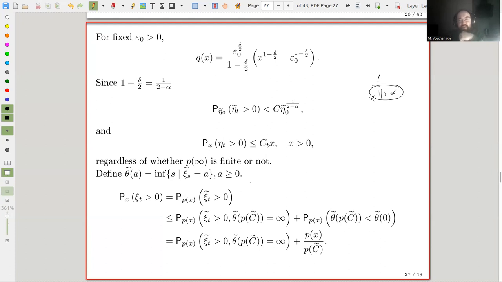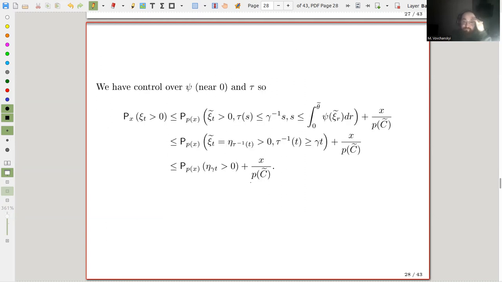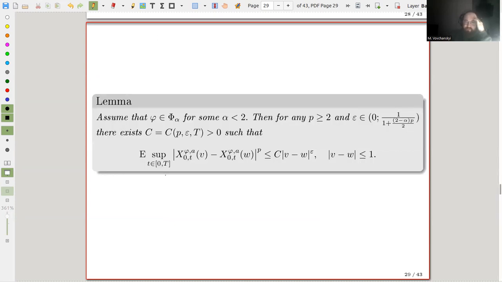The rest of the proof is almost exactly as in Harris, we just control the scale function. But we already talked about that in another section. So we have this control over this time change. So we can finish. I will not spend much time on that. So now we have everything to prove our main lemma, that the distance between particles in the flow satisfies this estimate.